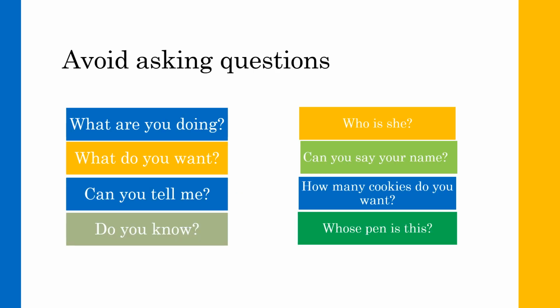Make sure to avoid asking questions. Usually when we are speaking with our child, we ask lots of questions. What are you doing? What do you want? Can you tell me this? Do you know? Say this. Say something. Who is she? Can you say your name? How many cookies do you want? Whose pen is this? So we need to avoid asking questions.